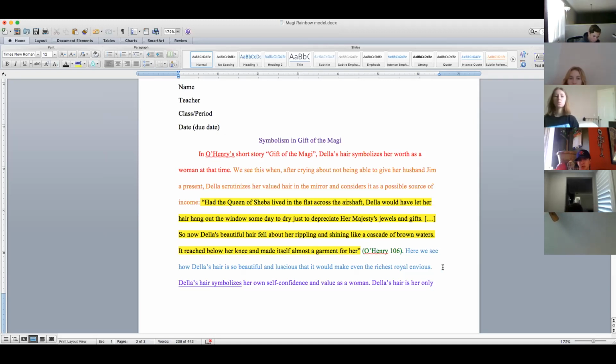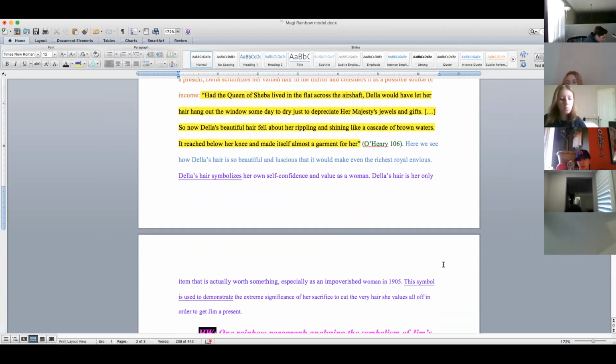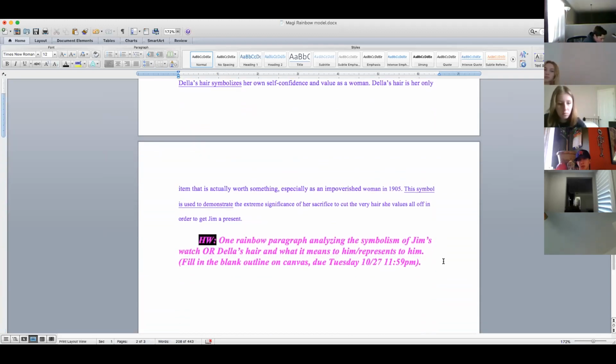Here we see how Della's hair is so beautiful and luscious that it would make even the richest royal envious. Della's hair symbolizes her own self-confidence and value as a woman. Della's hair is her only item that is actually worth something, especially as an impoverished woman in 1905. This symbol is used to demonstrate the extreme significance of her sacrifice to cut the very hair she values all off in order to get Jim a present.